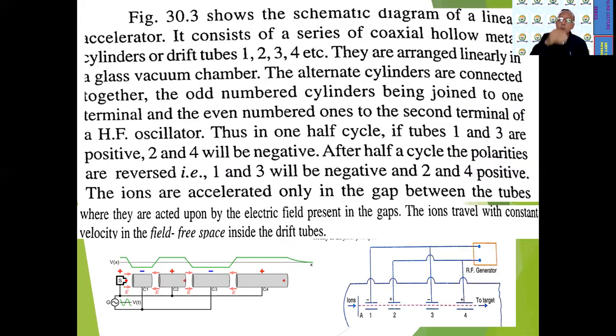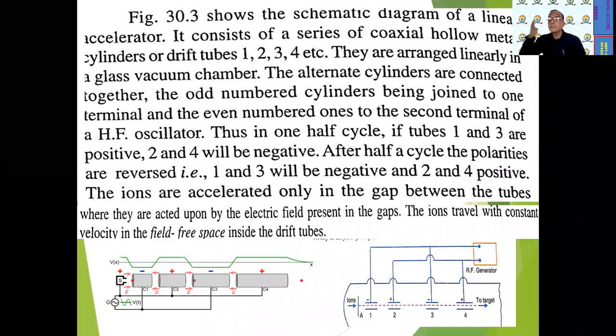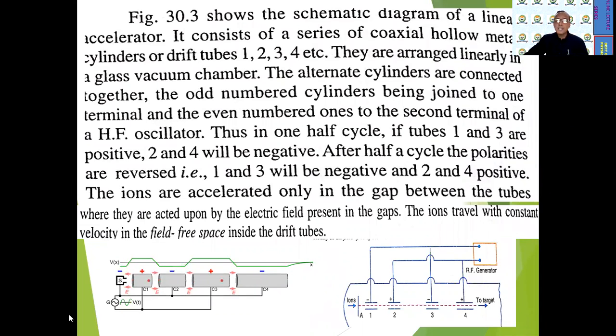अब रेजोनेंस क्यों पड़ा वो भी मैं आपको बताता हूं. पहले फिर एक बार कंस्ट्रक्शन सुन लीजिए. लीनियर रेजोनेंस एक्सेलरेटर इज कंसिस्ट ऑफ ए सीरीज ऑफ कोएक्सियल होलो मेटालिक सिलेंडर्स of increasing length. Can you see the length is continuously increasing? First cylinder is having somewhat length, second is having slightly more, third is having more than one, fourth is having more than one. तो लेंथ बढ़ती जा रही कि नहीं जी सिलेंडर की?